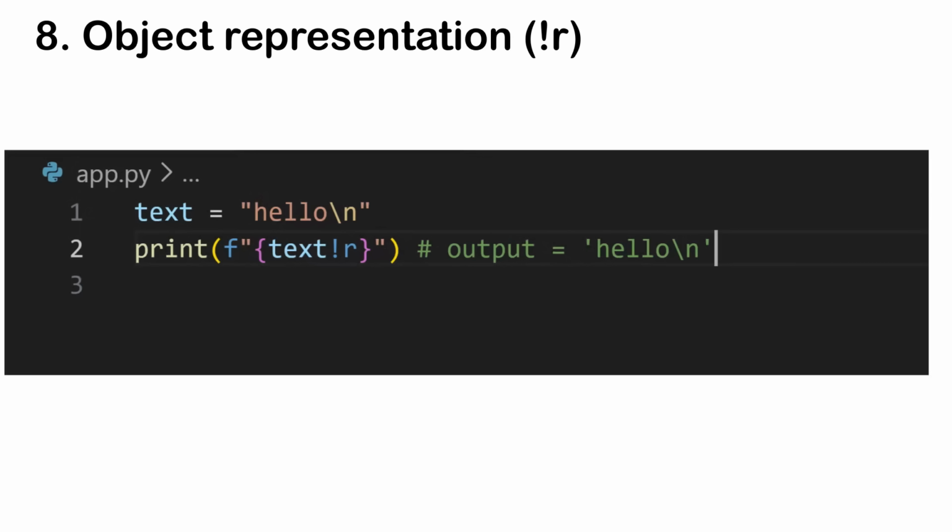8. Object representation. Sometimes strings lie. Hidden spaces, new lines, tabs. Now you see what Python actually sees using the representation feature with f-strings. This is invaluable when debugging parsing issues.